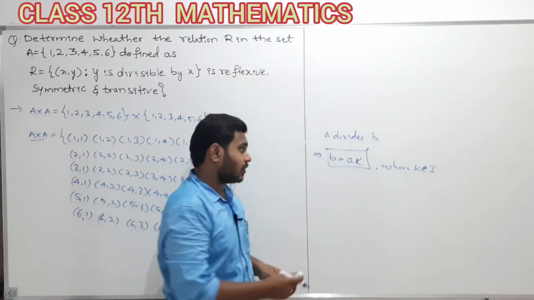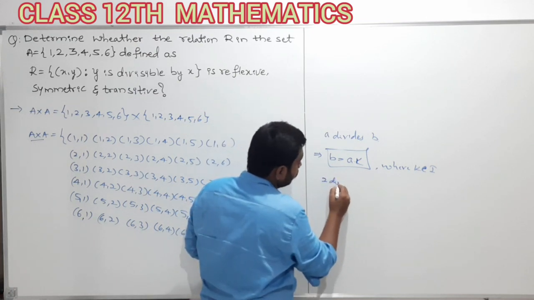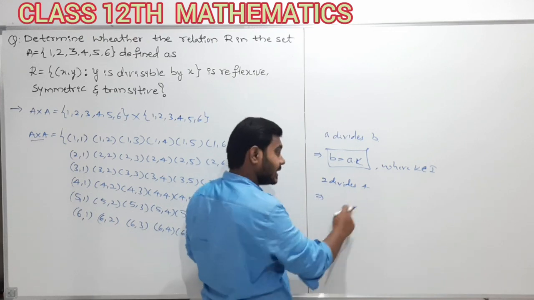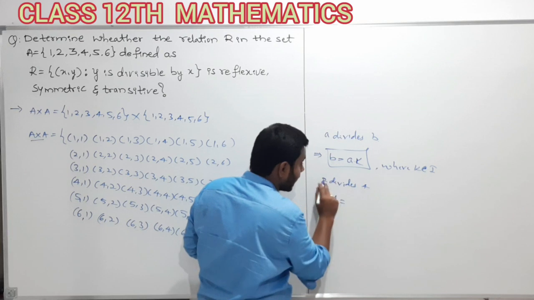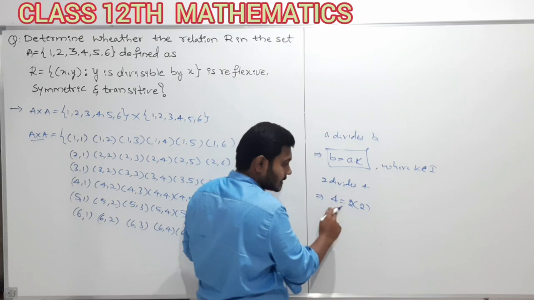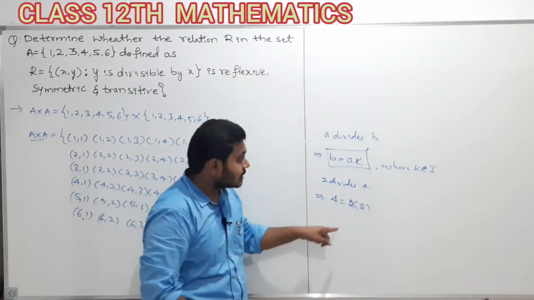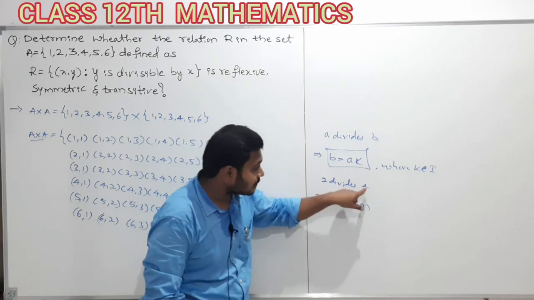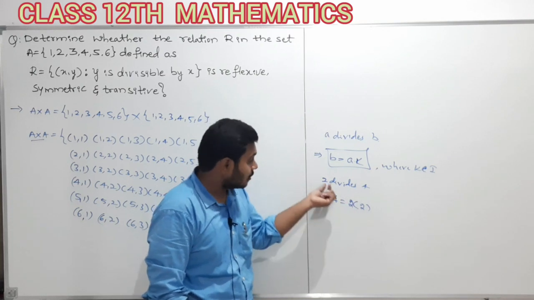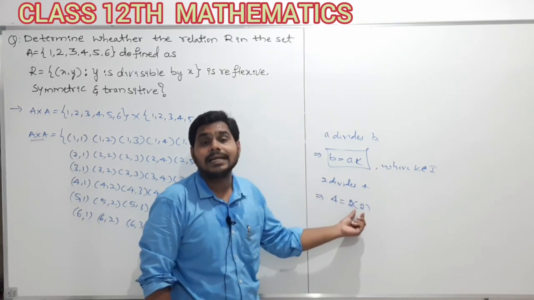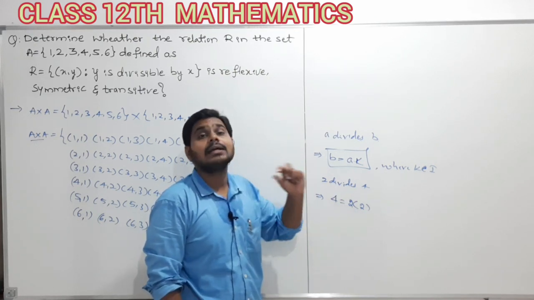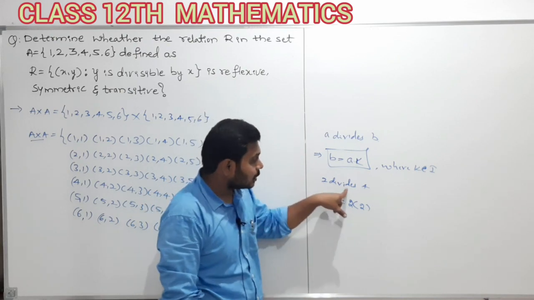Am I clear? For example, my dear students, 2 divides 4. What does 2 divides 4 indicate? It indicates that this 4 can be written as 2 into some constant K value. Can I write 4 as 2 into 2? 2 twos are 4, both are equal. So 2 divides 4 means 4 must be written in the form of 2 into some constant integer multiple. If we are able to write like that, then we can say that 2 divides 4.